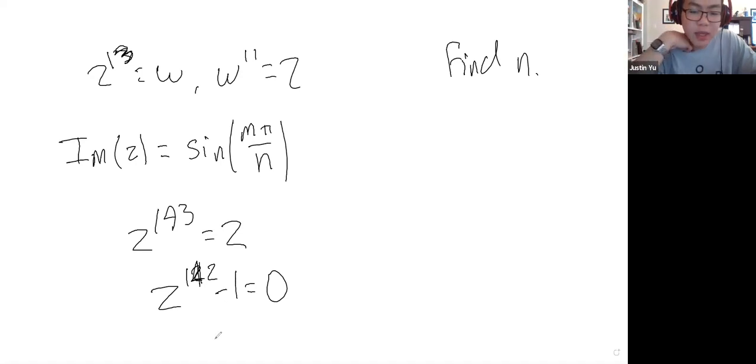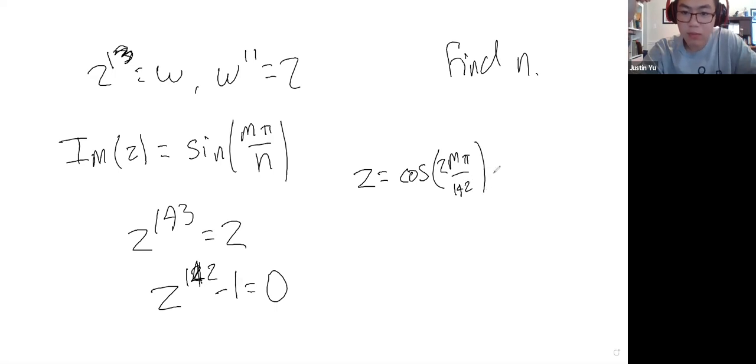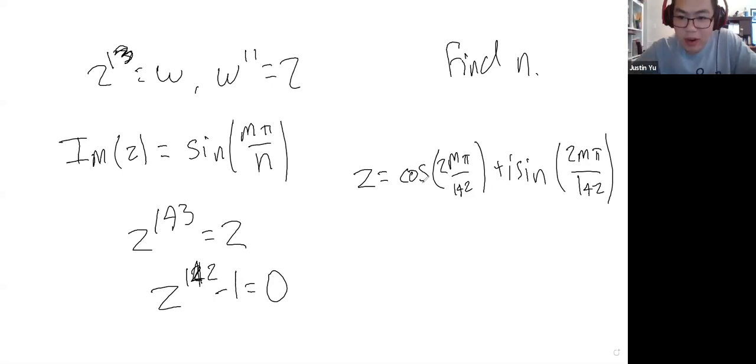Yeah, hopefully this looks familiar. This is exactly the roots of unity equation. So as a reminder of what the definition is, z is going to be equal to cosine of 2 m pi over 142 plus i sine of 2 m pi over 142. This is just the definition of the roots of unity. All right, and we'll see where I get these expressions from later. Just need to get through this.